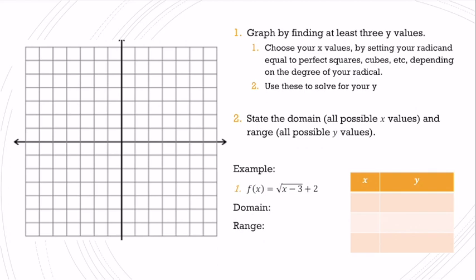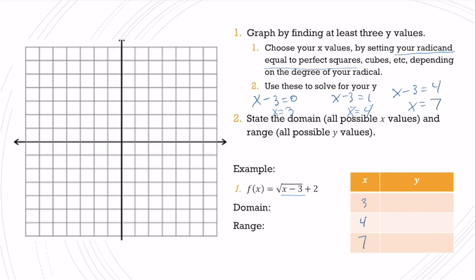So now let's put it all together where I have something under my radical and a constant on the outside. So again, I set up my radicand equal to perfect squares. Now that's just the x minus 3 part. So I have x minus 3 equals 0, x minus 3 equals 1, and x minus 3 equals 4. I add 3 to both sides, I get x equals 3. I add 3 to both sides, I get x equals 4. And I add 3 to both sides, I get x equals 7.